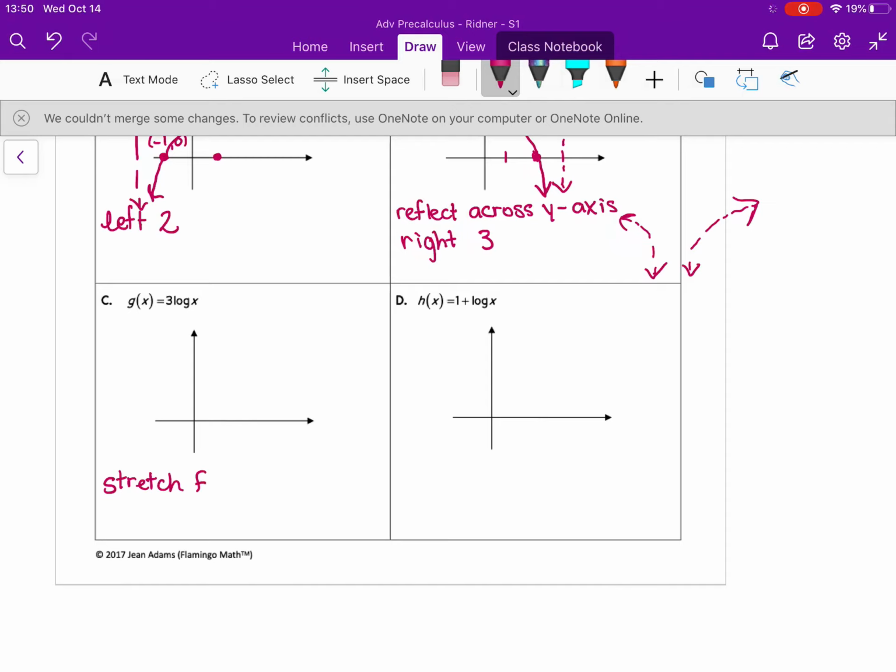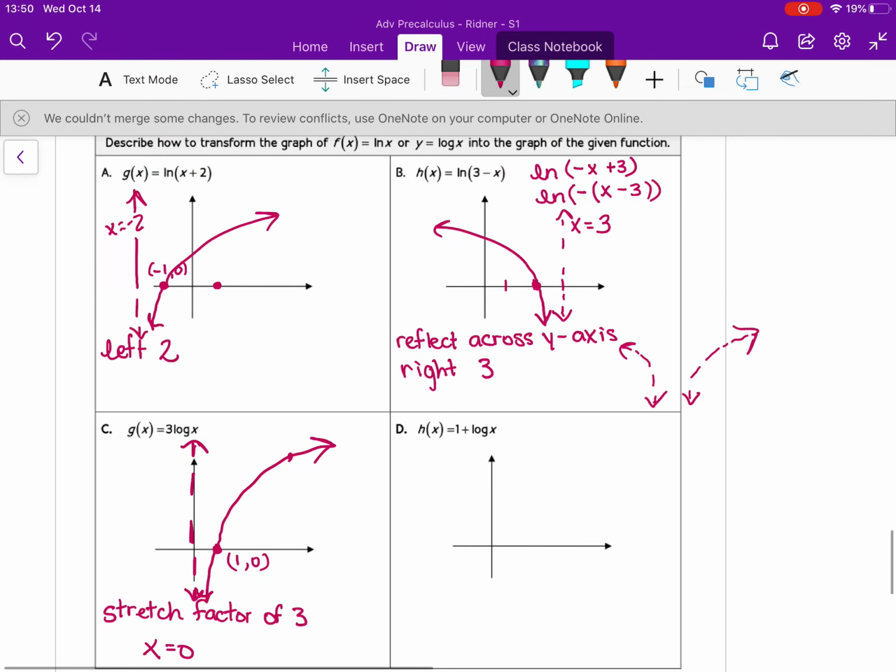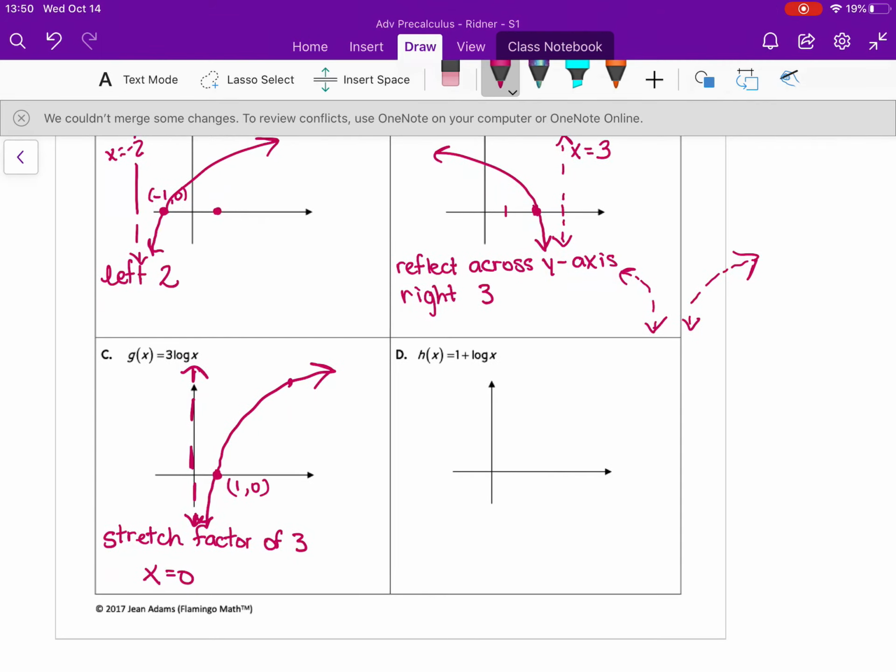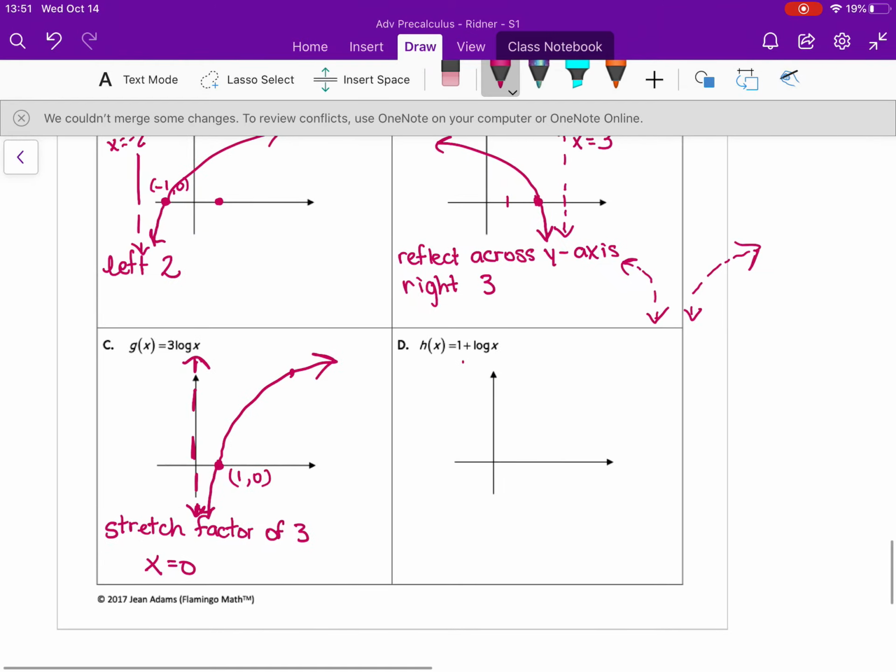The 3 out front is still a stretch factor of 3. It still has the same vertical asymptote of x equals 0 because it is not shifting left or right. If it shifts up or down, it also does not, but we'll get there. Still starts at 1, 0. But now our next point is up here, so kind of like 10, 3. So instead of being more looped, it kind of goes up more. If you want a more accurate picture of the graph, feel free to put it in Desmos.